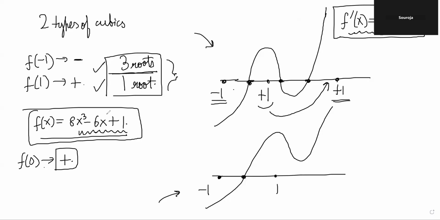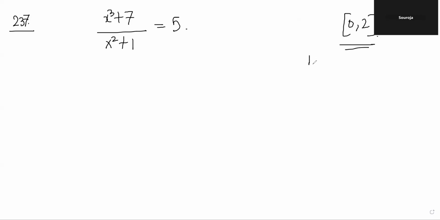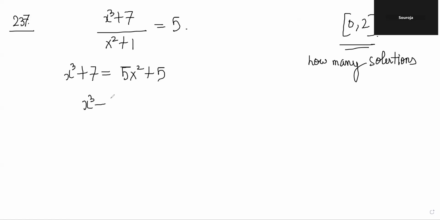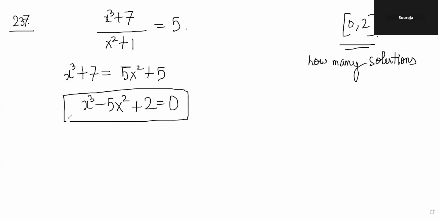Okay. 237, if we look at, it is x cube plus 7 divided by x square plus 1 equals 5. And we have to check for solutions between 0 to 2, right? In this range, right? How many solutions are there between 0 to 2? So, okay, let's think about it. First of all, I will simplify this equation. x cube plus 7 becomes x cube minus 5x plus 2. So it becomes this, right?